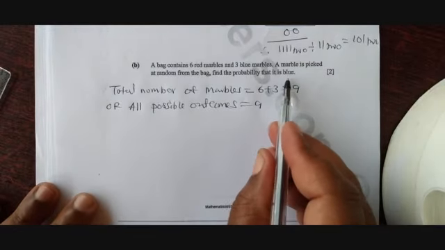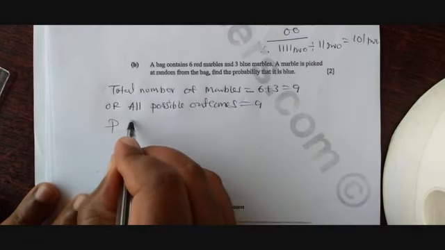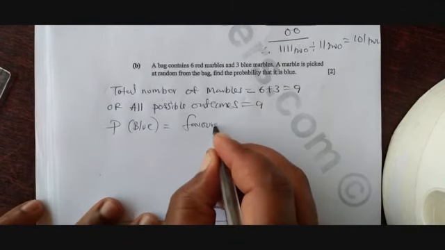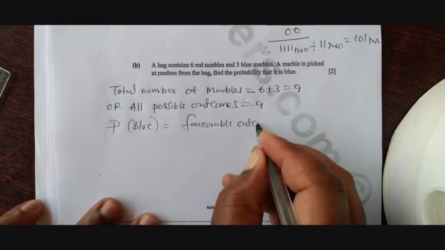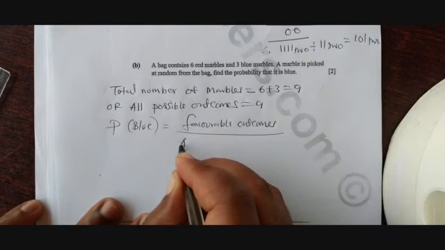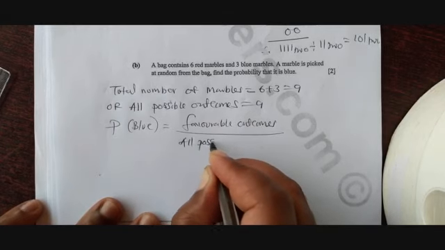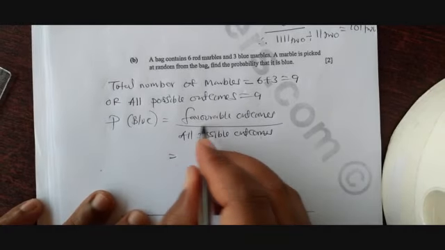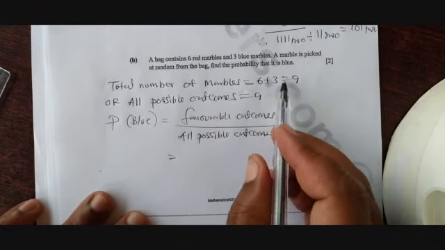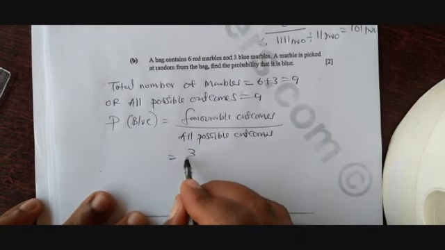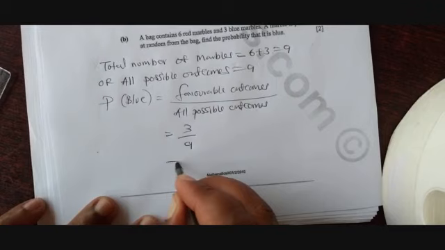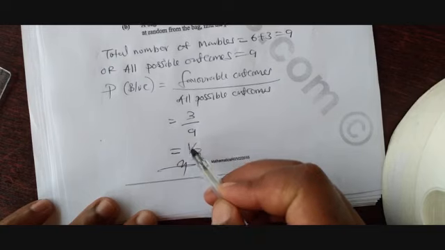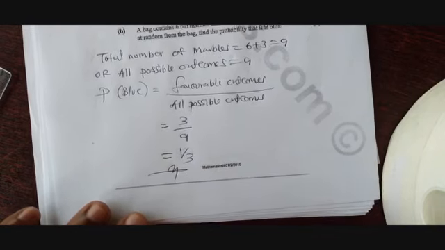Now we want the probability of getting a blue marble. So the probability of getting a blue marble is equal to favorable outcomes to all possible outcomes. So here we are going to say the favorable outcome. In this case, how many blue marbles do we have? There are 3. The total number of marbles is what? 9. So when you reduce this, you have got 1 over 3. 3 into 3 is 1, 3 into 9 is 3. That's your answer, C.